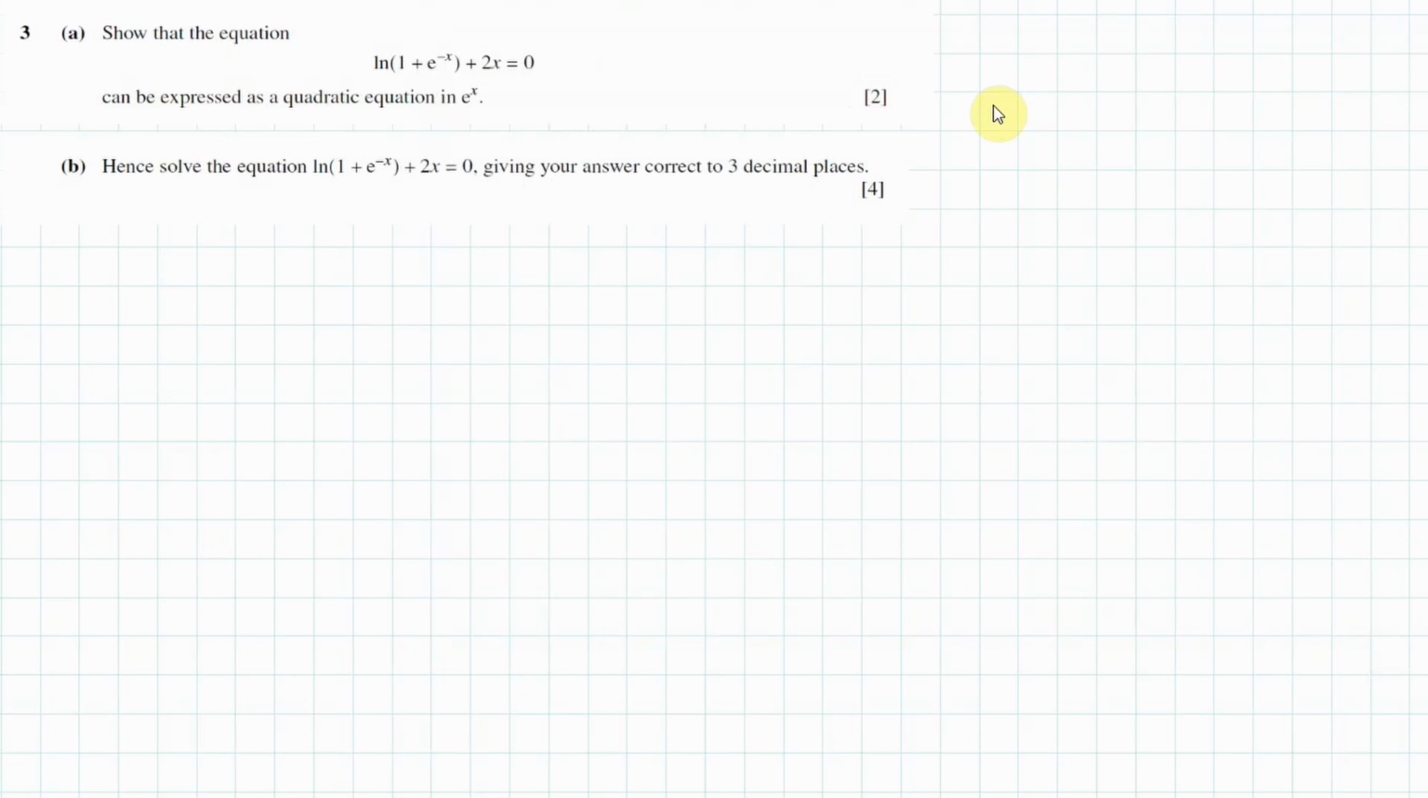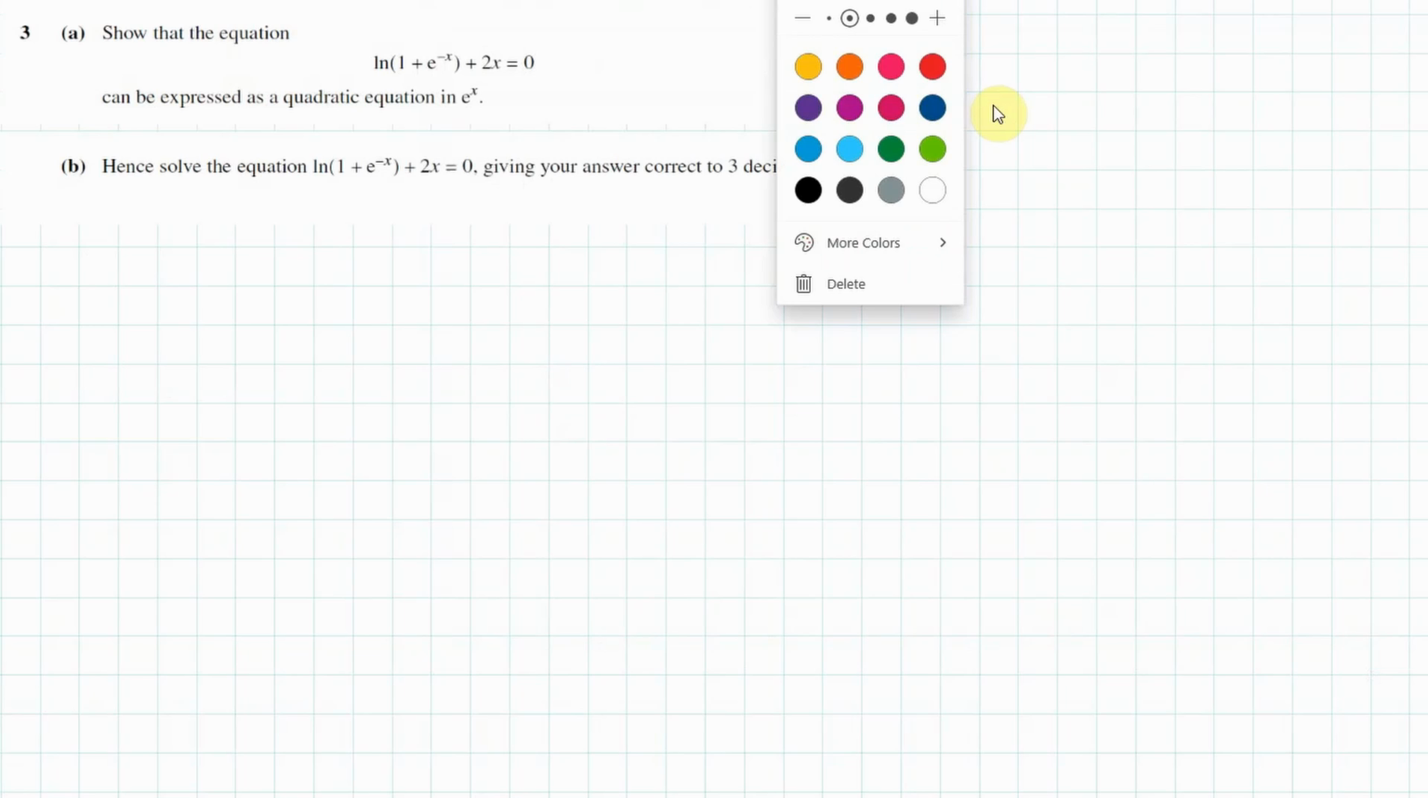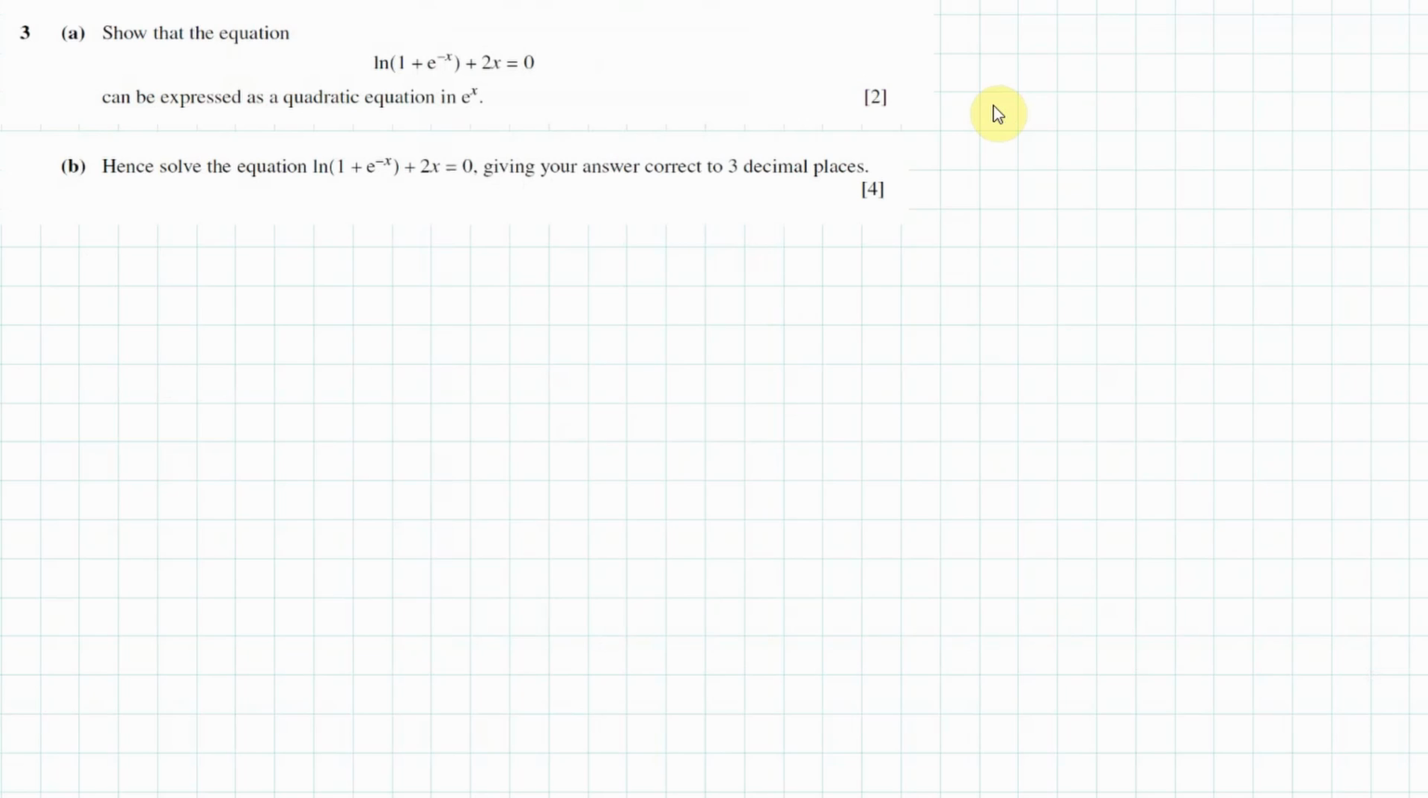Hi team, so we're moving to question 3. This is working with your logarithms and exponential functions, and this one caused quite a few of us difficulty. So we've got to show that this equation here, ln(1 + e^(-x)) + 2x = 0, can be expressed as a quadratic equation in e^x.